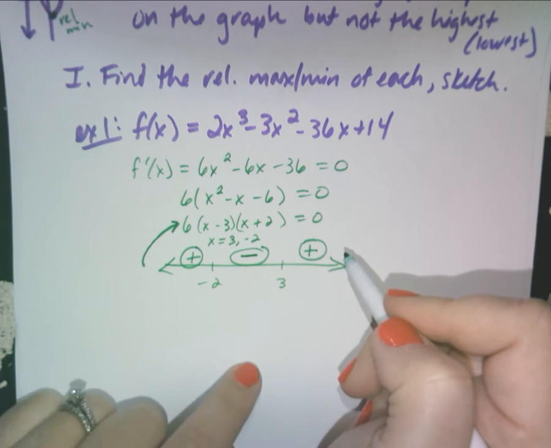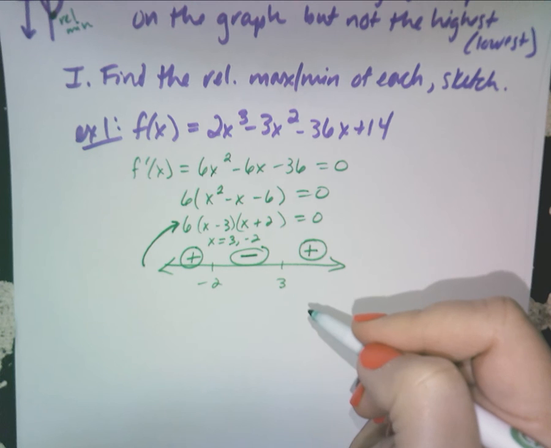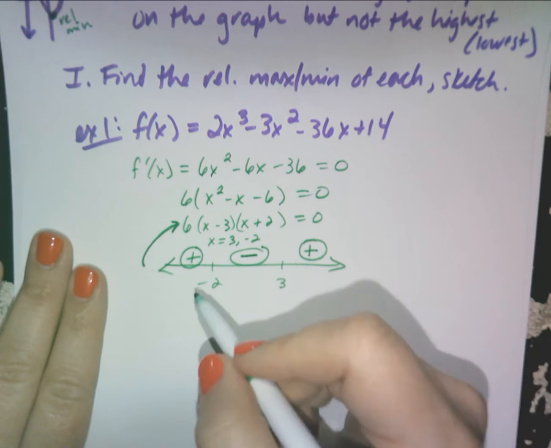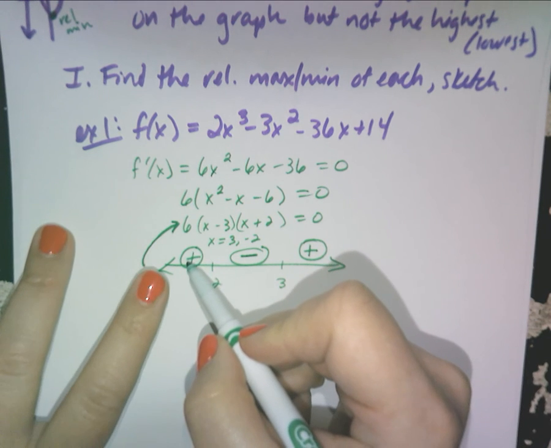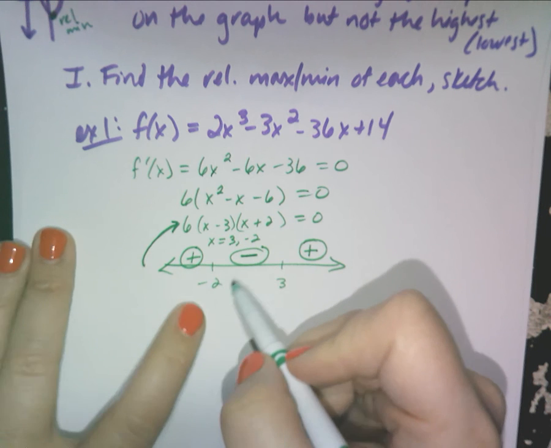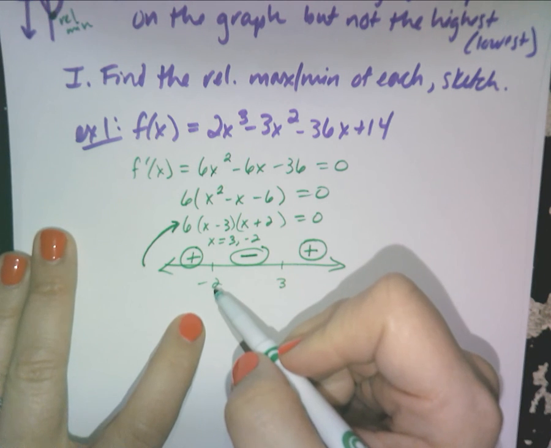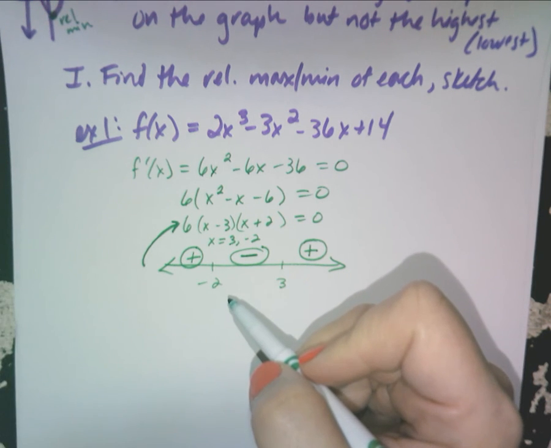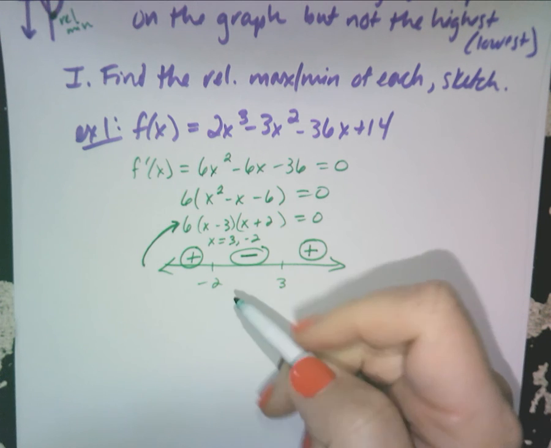Okay, so now don't write the intervals. That's not what I'm concerned about. If I'm going from increasing to decreasing, what is -2 then? A max or a min? Increase, decrease. That's the max.